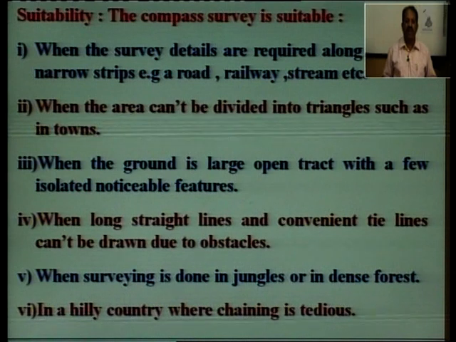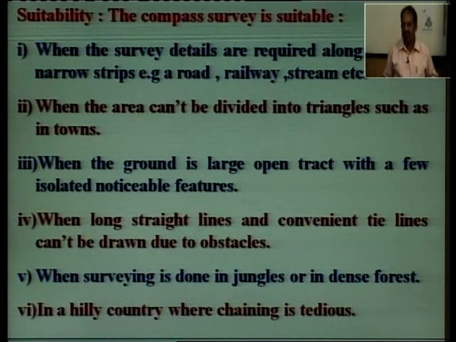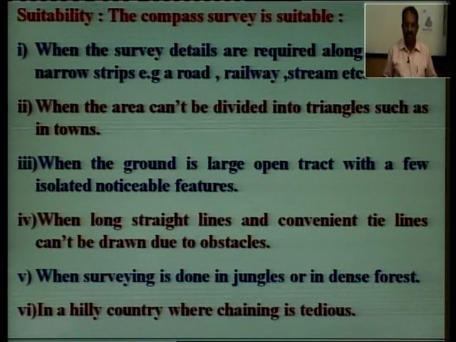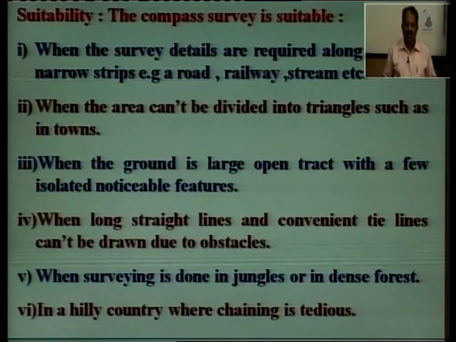Number 5 is when surveying is done in jungles, wooded areas or dense forest. In that case also we can do compass survey. Number 6 is in a hilly country where chaining is tedious. In that case we can perform compass survey.